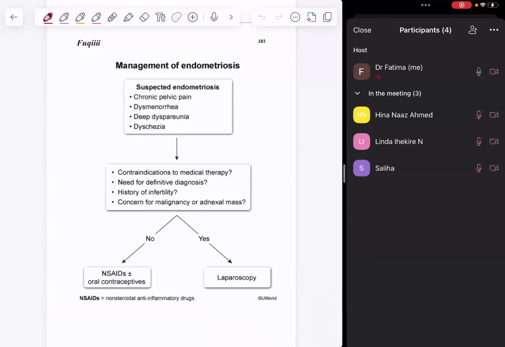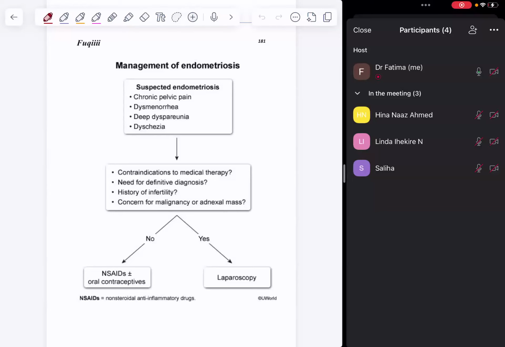So this algorithm explains the management of endometriosis. First of all, if you have a suspected case of endometriosis, which means that you have a patient with symptoms like chronic pelvic pain, dysmenorrhea, deep dyspareunia, and dyschezia. So if a woman presents with any of these classic symptoms, you are going to suspect endometriosis.